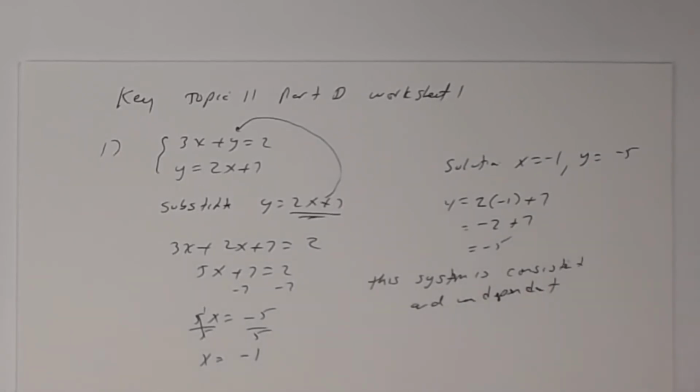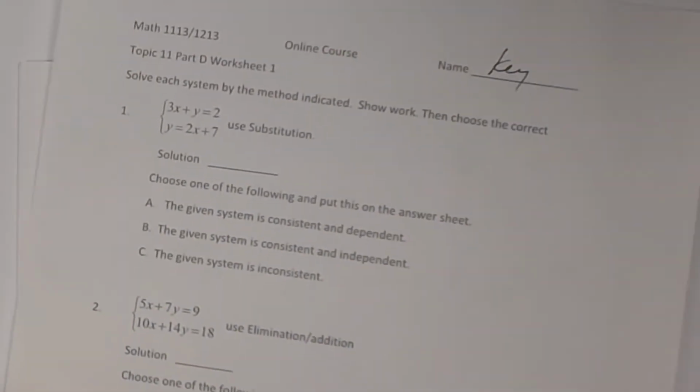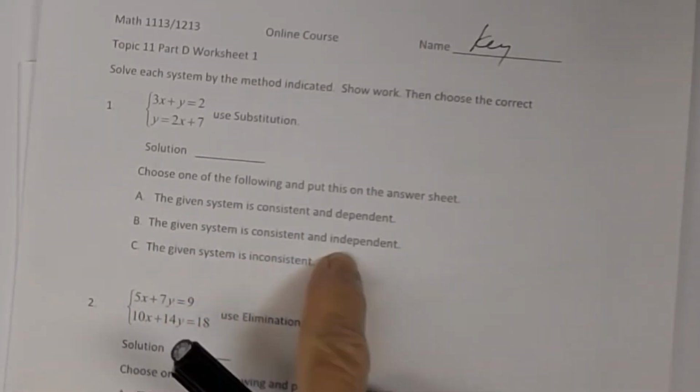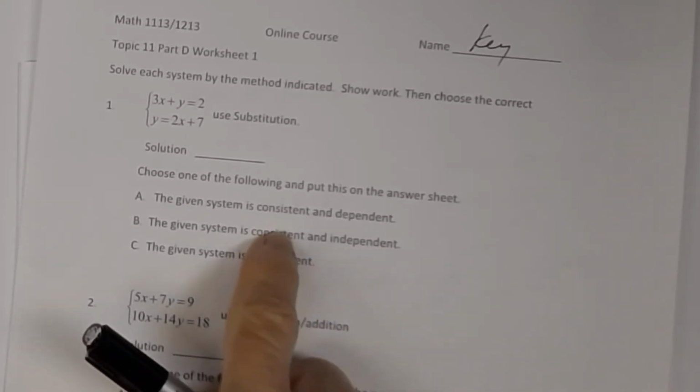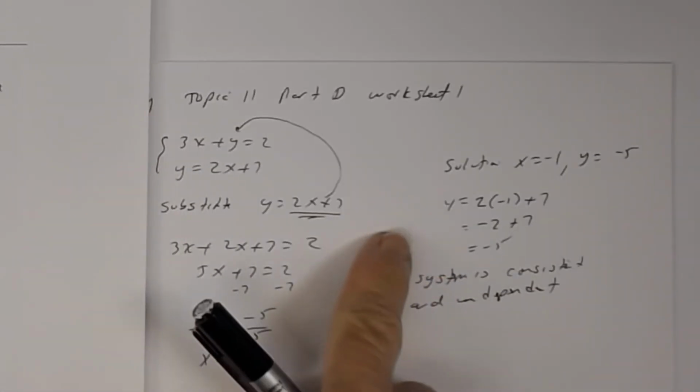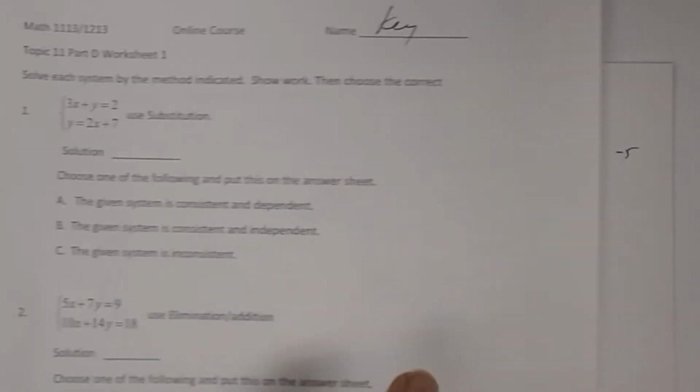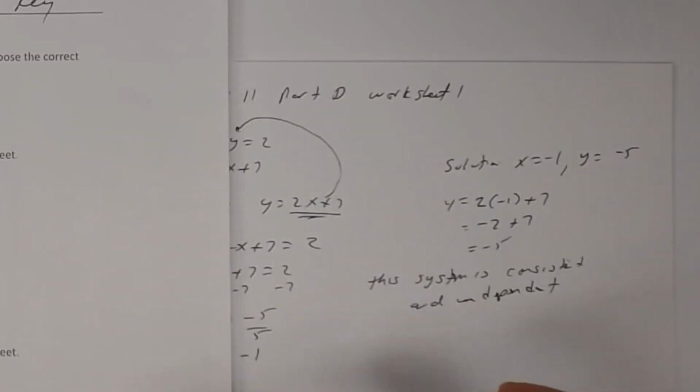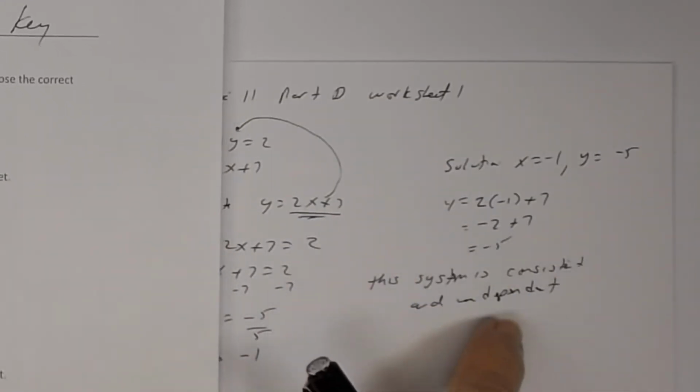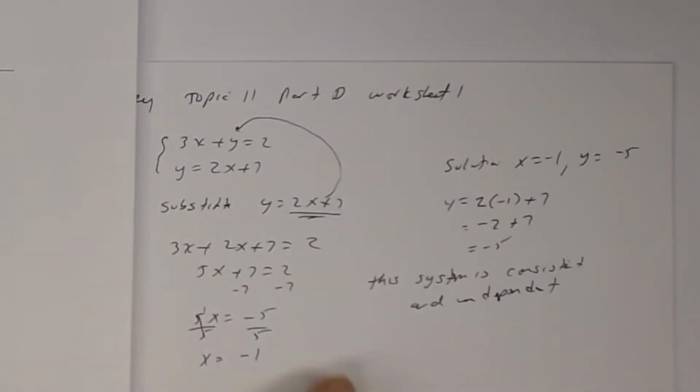All right, so the choice for that one would have been, let's see, which one? That would have been B. So consistent and independent. So consistent means at least one solution. It does. It has one. Independent because it's a finite number of solutions. You only have one solution, so independent. So those equations are independent of each other.